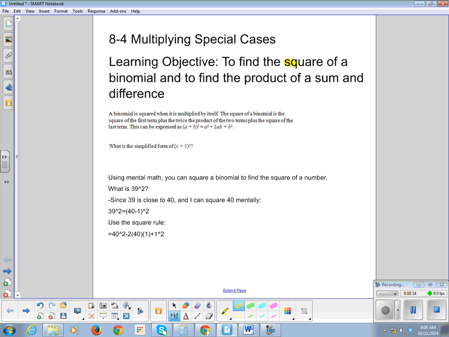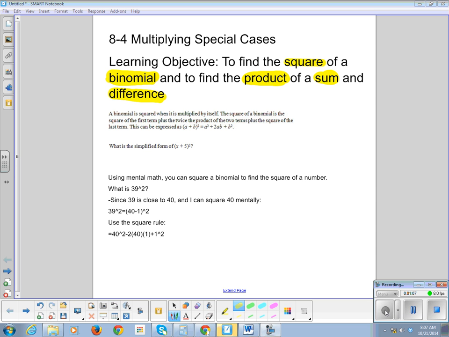So square means we are going to raise it to the second power. A binomial is from yesterday. That's got two terms in it. And product means multiplication. So we're going to find out what happens when we multiply something that's added together and something that's subtracted from itself.